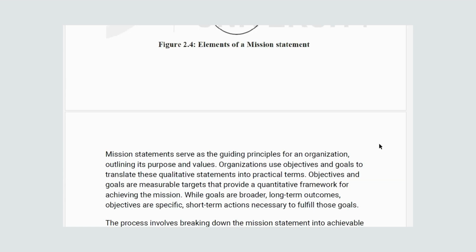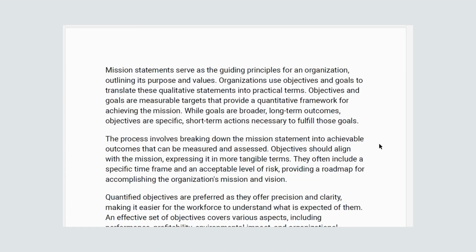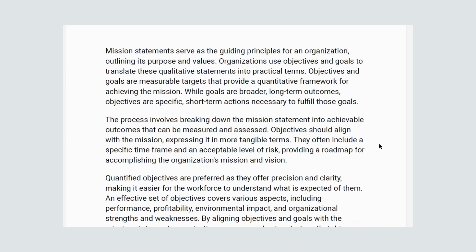Okay, so mission statements serve as the guiding principle for an organization. It outlines the organization's purposes and values. Organizations use objectives and goals to translate this qualitative statement into practical terms. So objectives and goals can be measured, and they form a quantitative framework for achieving the mission of an organization.